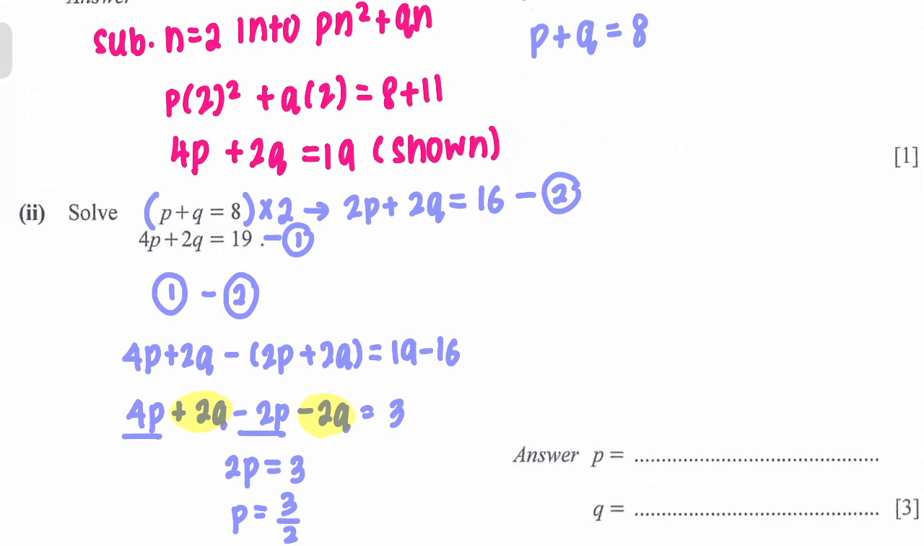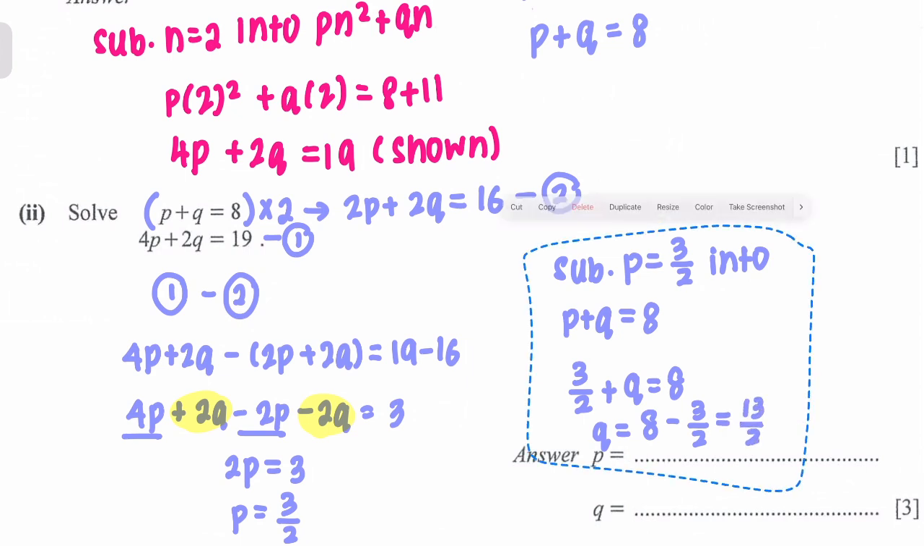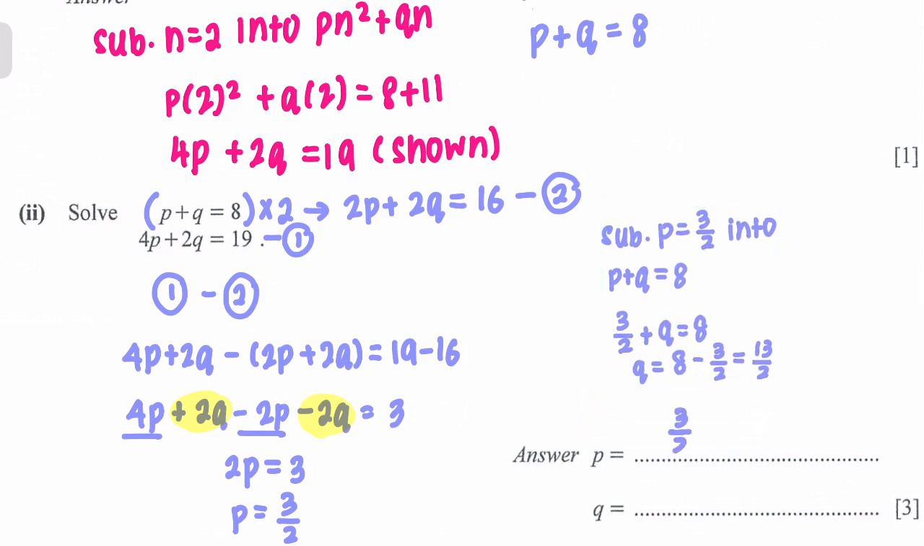Alright, now we need to get back q. So now I will just sub in p is 3 over 2 into, the easiest way is to sub into here, which is p plus q is 8. So 3 over 2 plus q equals to 8, and q is 8 minus 3 over 2. So 8 minus 3 over 2, you will get 13 over 2. So for your answer for this question, p is 3 over 2, or in decimal is 1.5. For q is 13 over 2, decimal is actually 6.5.